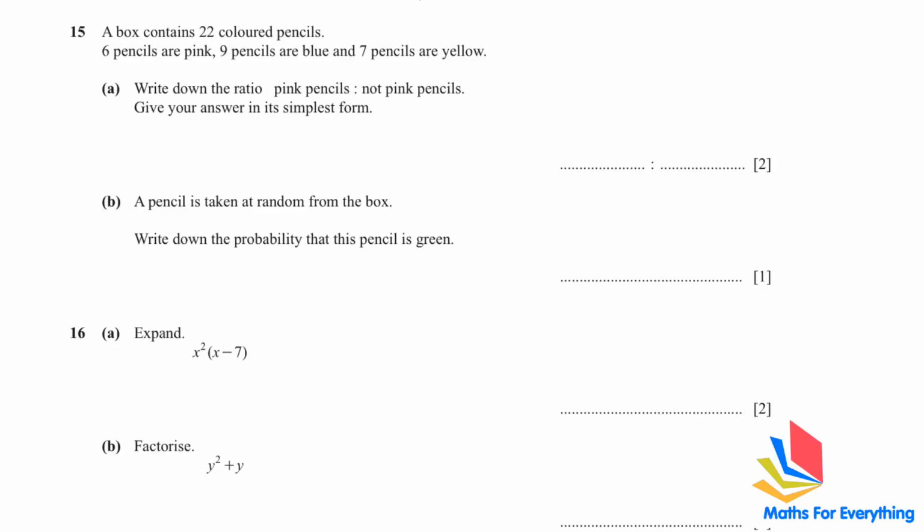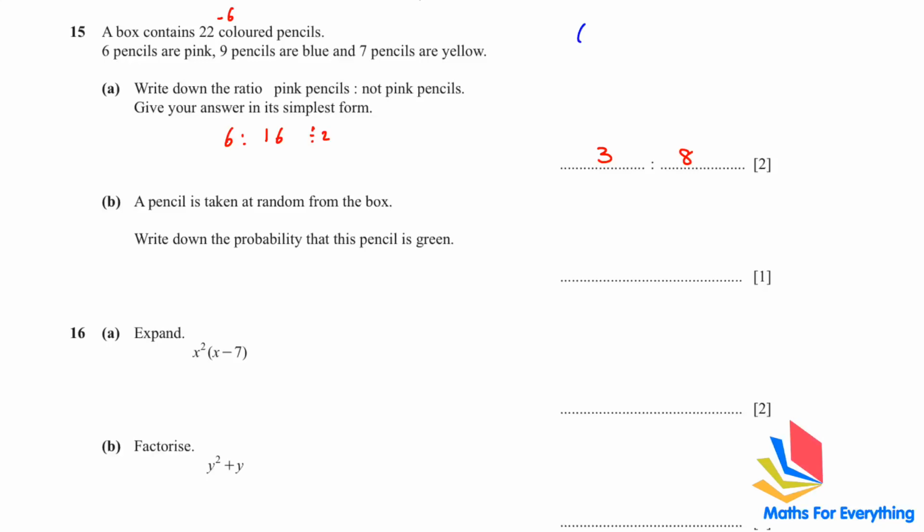Question number 15. A box contains 22 colored pencils. 6 pencils are pink, 9 are blue, and 7 are yellow. Write down the ratio of pink pencils to not pink pencils. Pink pencils are 6, and not pink will be 22 minus 6, which is 16. We can see that both can be divided by 2, and we'll get the answer 3:8.